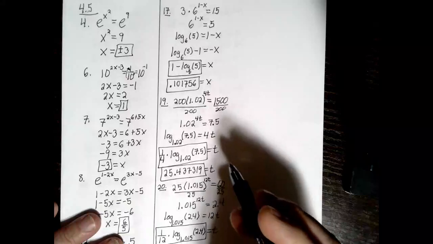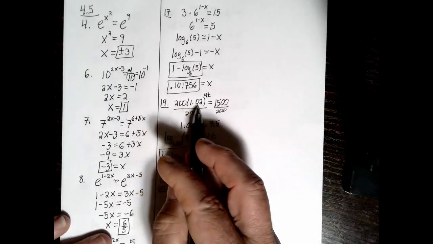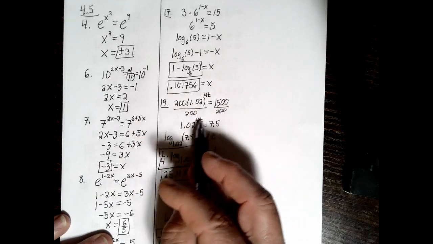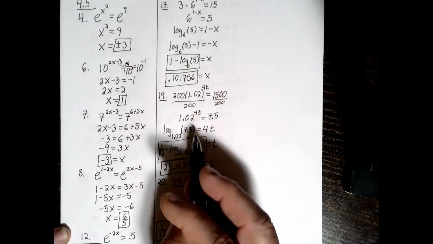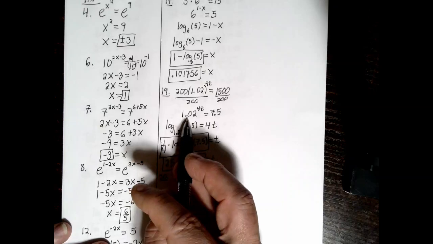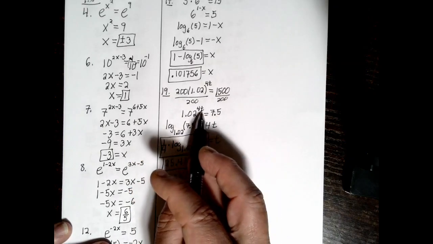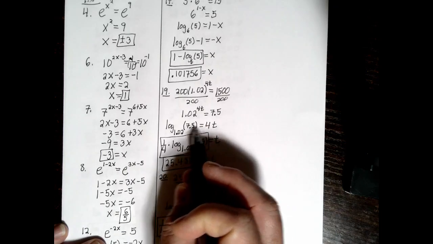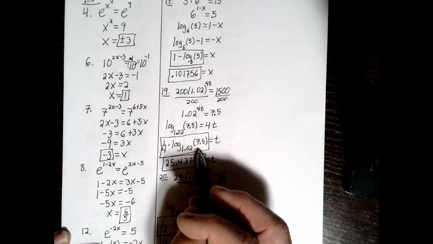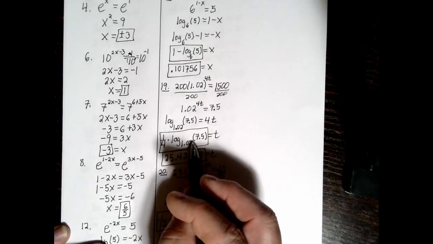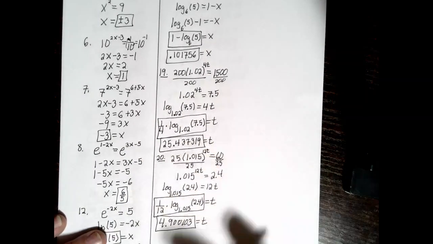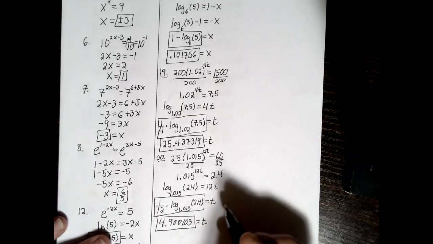Alright, so 19: 200 times 1.02 to the 4t equals 1500, so you divide by 200. Okay, and I used rule 1 here. Log base 1.02 of 7.5 equals 4t. And then you multiply by 1/4 on both sides and you get this. And you can use change of base to figure out what that is, and then multiply it by 1/4. And you get 25.4 something.